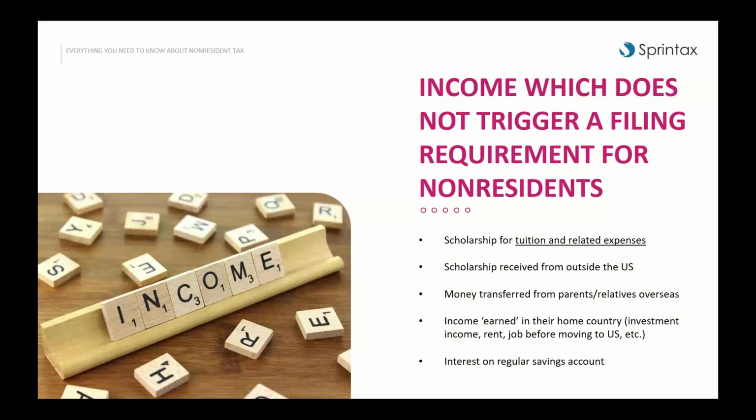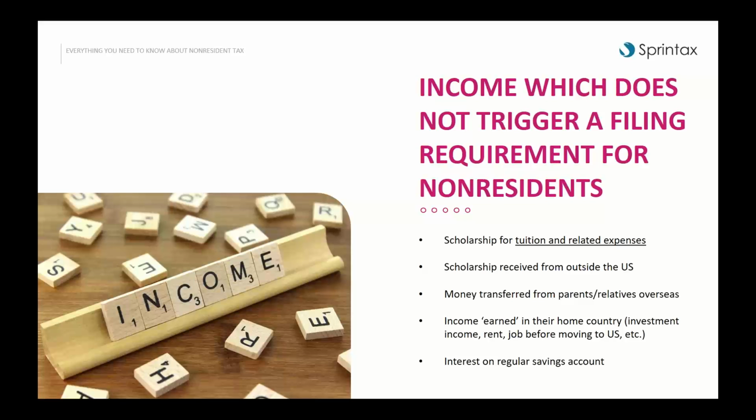Next example is money transferred from parents and relatives overseas. So if you've received money from a parent or a relative to assist you with the cost of living when you're in the US, generally when that's coming from overseas, that won't be US sourced income, so shouldn't trigger a filing requirement for non-residents in the US.